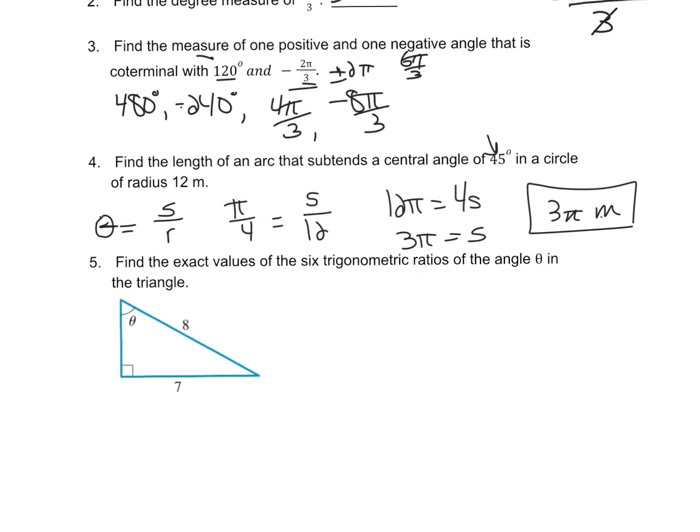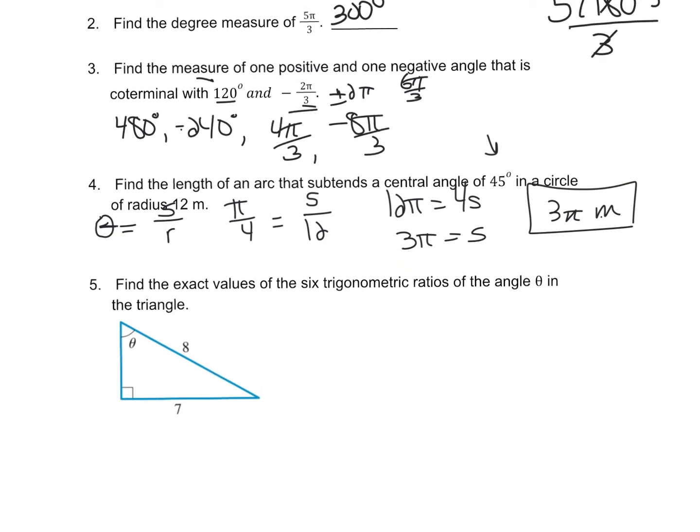Number 5, find the exact values of the 6 trig ratios of that triangle. So I have 7 and 8. I need the third side, so I'm going to do 7 squared plus who knows what, b squared, is 8 squared. 8 squared, by the way, is 64. And if I move that 7 squared over, that is 49. 64 minus 49 is 15. So the side over here is going to be the square root of 15, because you would take the square root of both sides right here and you get square root of 15.